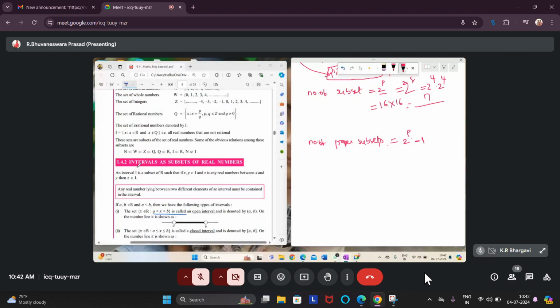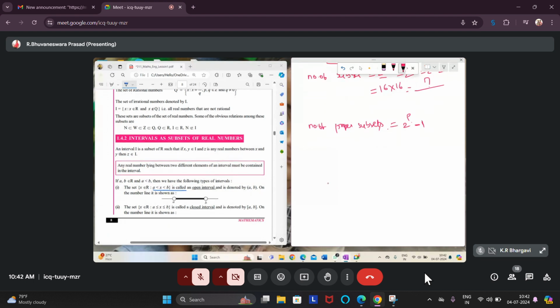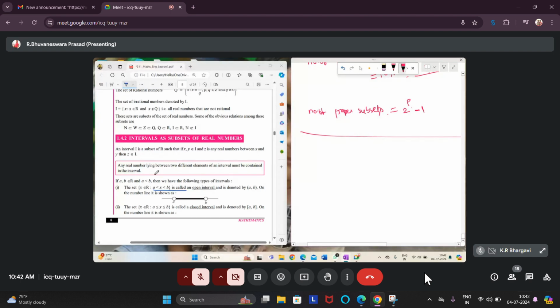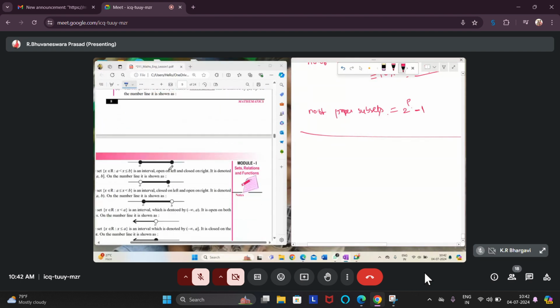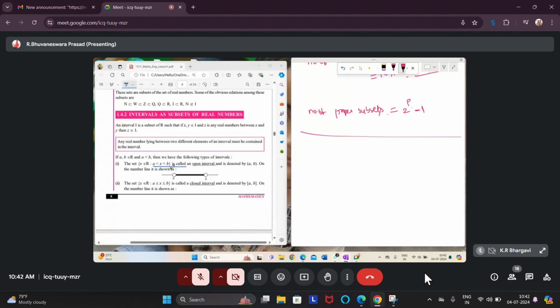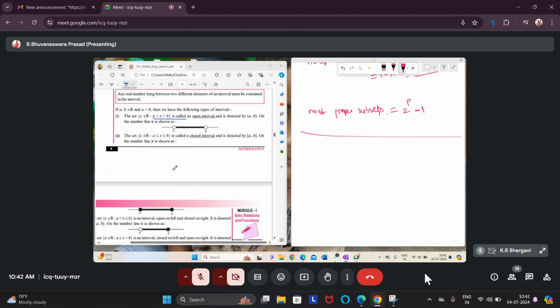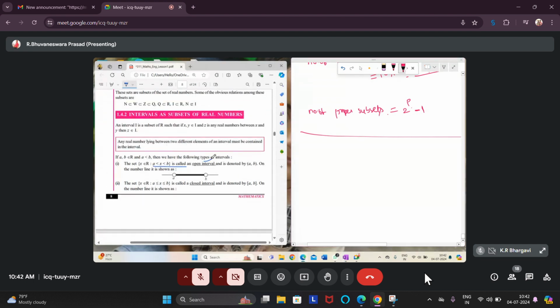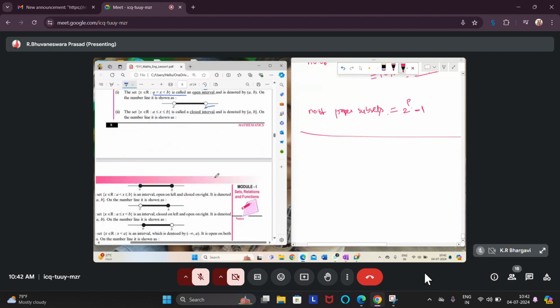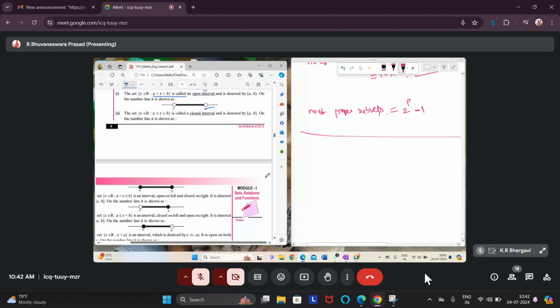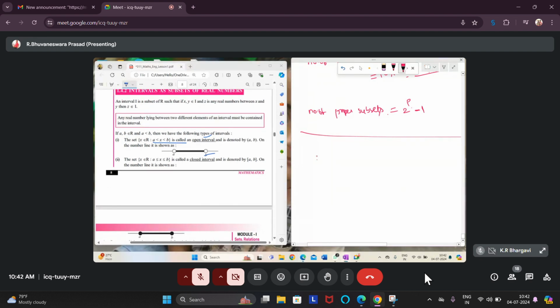Okay, next, intervals as subsets of real numbers. So for real numbers, see, here 4 types of intervals are there. There are so many different ones, but 2 types are intervals. One is open intervals, another one is closed intervals. Here I want to take one real line, this is A and this is B. So I want to close it. What is the open interval definition here?